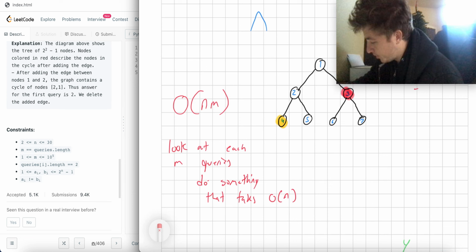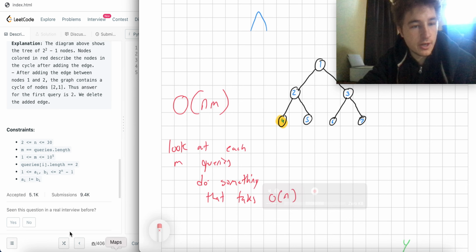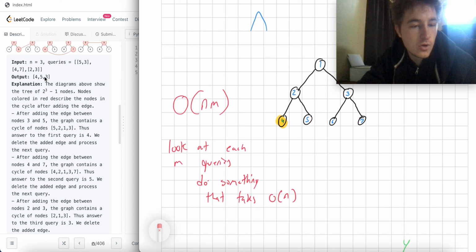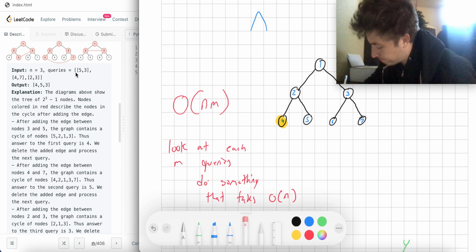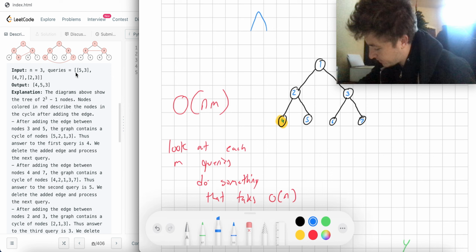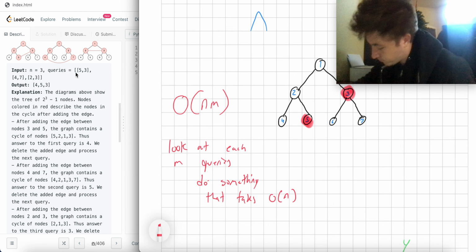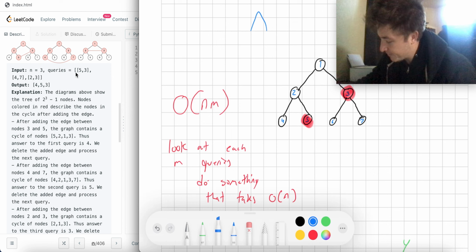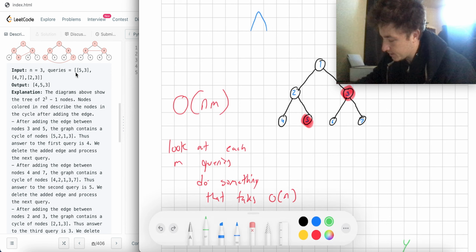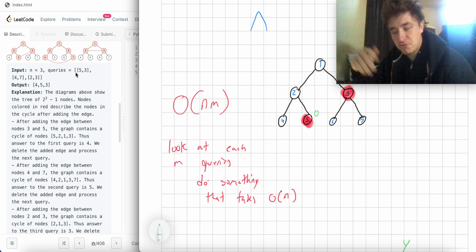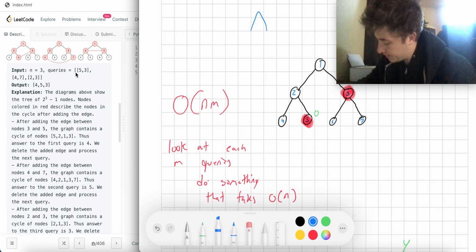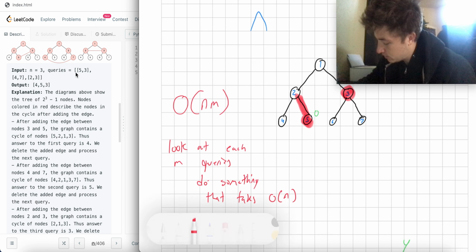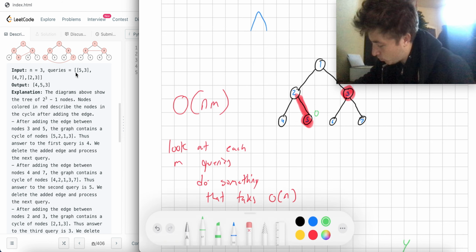Let's look at one of the queries. So if we're connecting 5 to 3, let's calculate the distance to each node for 5. If 5 wants to go to 5, that's going to cost 0 edges, because there's no distance for 5 to go to 5. And then if 5 wants to go to 2, that's going to cost 1, right? It's going to have to use 1 edge to get to 2.